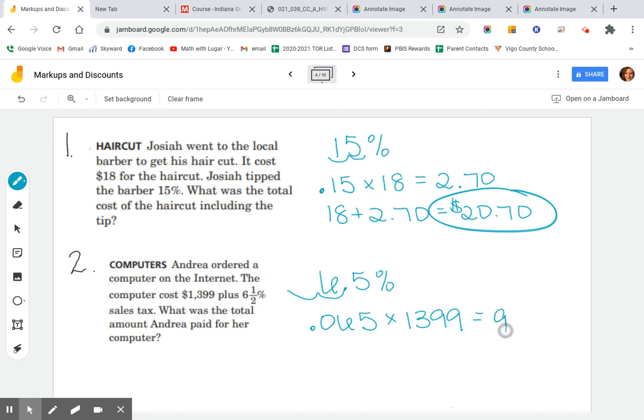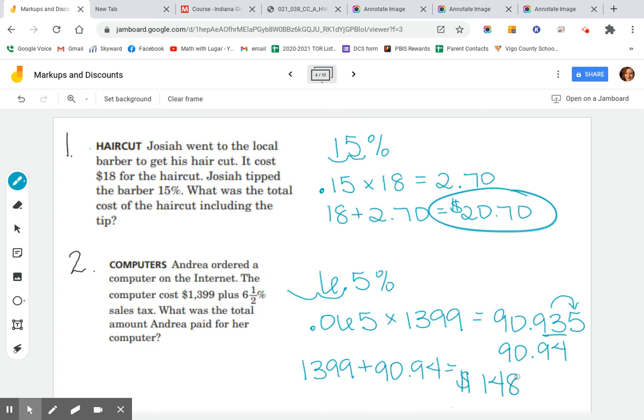I get 90.935. But remember, for money, we can only have 2 decimal places. So underline the first 2 and look to the right. 5 tells me to round that up to $90.94. So I have to pay the $1,399 plus I'm paying the $90.94. So all together, just double checking myself, I'm going to pay $1,489.94.